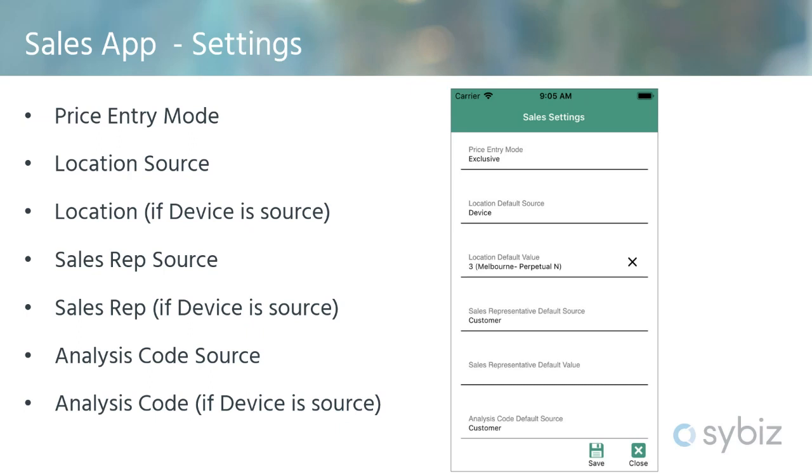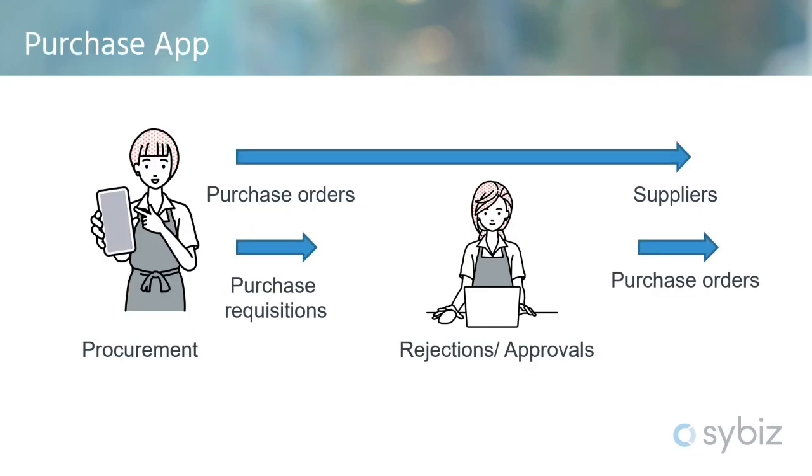But you can also say the location will be dynamic based on the location that is defaulted on the customer's account. And similar with the sales rep, you can define that either by device. In this case, we've defined it by customer. So whatever's on the customer record is the default sales rep that will be used, similar with the analysis code. So hopefully that makes sense. And we'll reinforce that with some of the other apps as well.